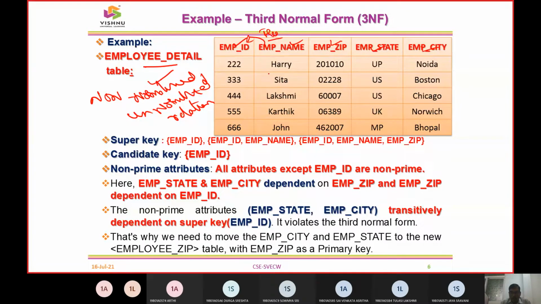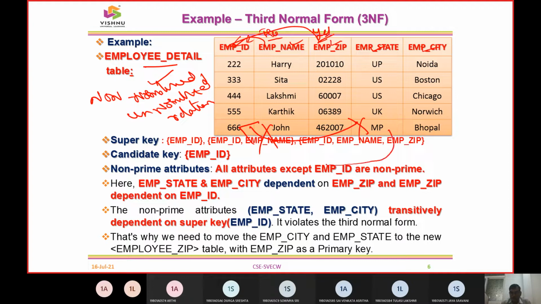Similarly, how is an employee PIN code or zip related to employee ID? Yes, because the zip indicates the location where an employee lives. So again, this relation is true. Now, how is an employee state related to an employee ID? There is no sense in making employee state dependent on the employee ID. There is no relation.